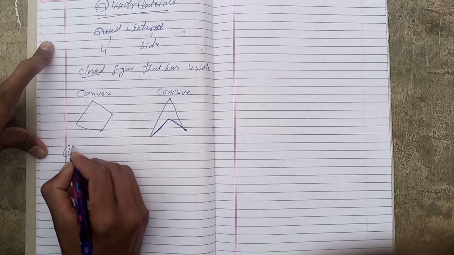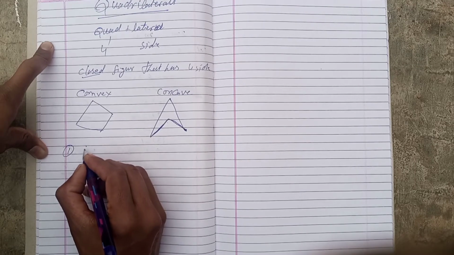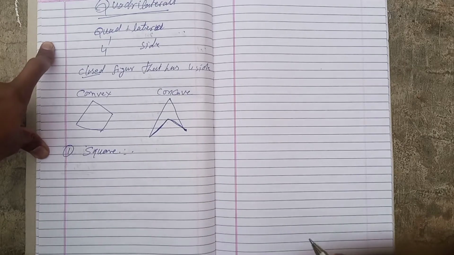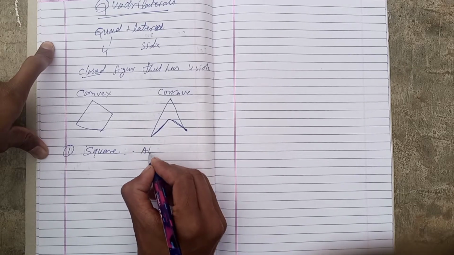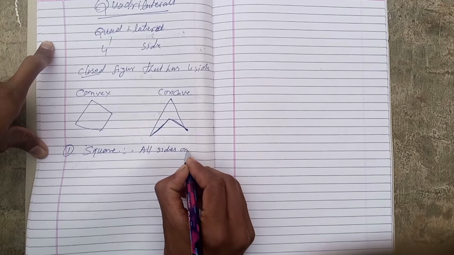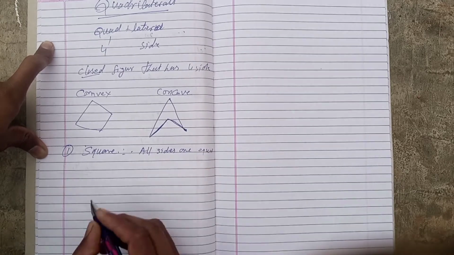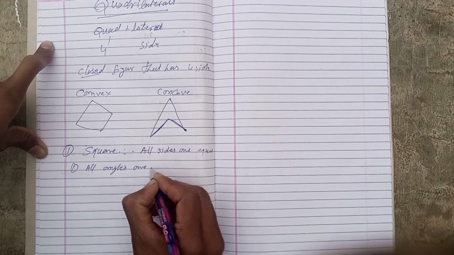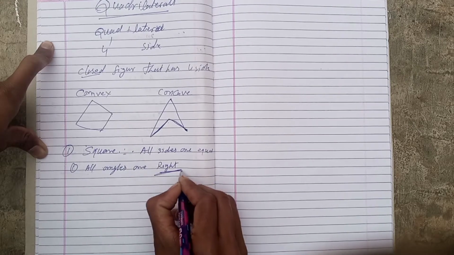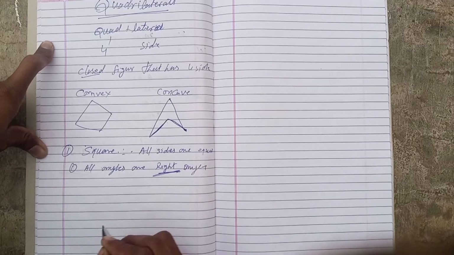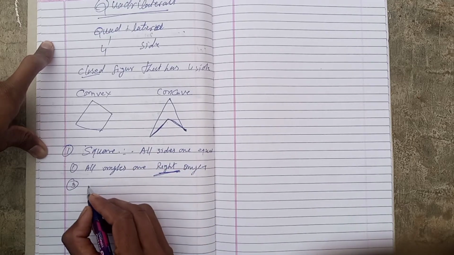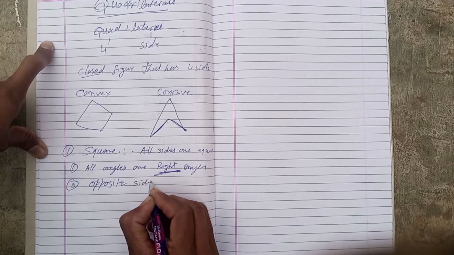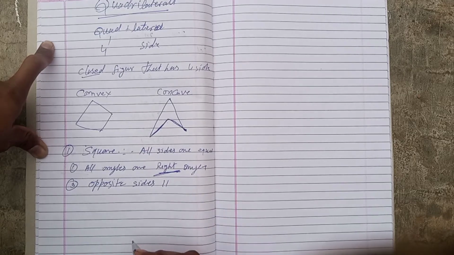First we are going to read about the special quadrilateral, that is the square. A square is a four-sided closed figure in which all sides are equal. All angles are right angles. Next, opposite sides are parallel.